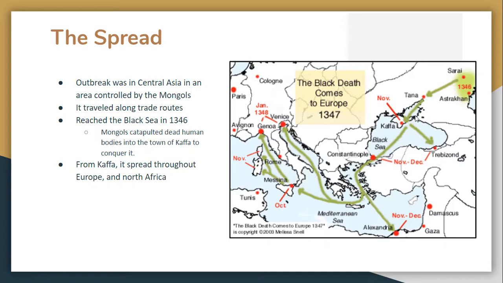And in order to conquer it, they brought the plague with them, and they knew how deadly the plague was. So they catapulted dead human bodies into the town. That enabled the plague to spread throughout the town, and the town fell, and the Mongolians conquered it, and that's one way the Black Plague actually reached Europe. But from Kaffa, it actually spread throughout the rest of Europe and also to North Africa.